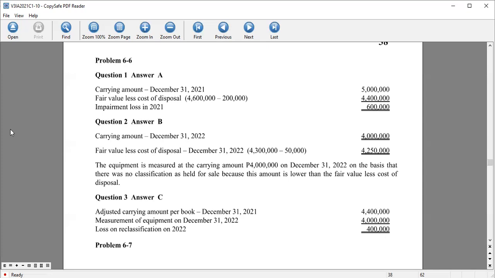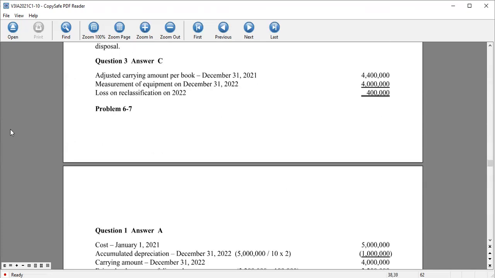Next, number 3, what amount should be reported as loss on reclassification in 2022? The answer is C, 400,000. Adjusted carrying amount per book at the end of 2021, and we have the amount at the end of 2022. So we have the loss on reclassification for 400,000. So question number 3 is letter C.